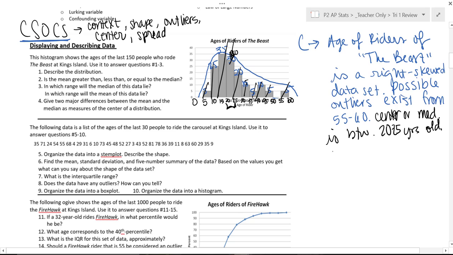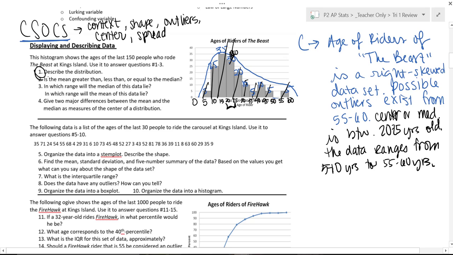And then you're going to say your spread: the data ranges from 5 to 10 years to 55 to 60 years. So this is how you would go about describing this number 1. And this would be the FRQ version of this, describing the data distribution.